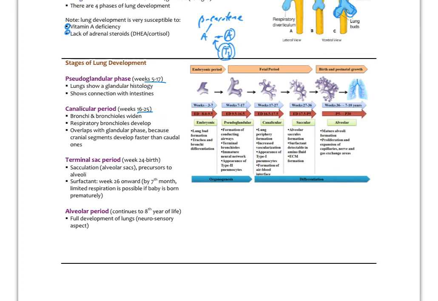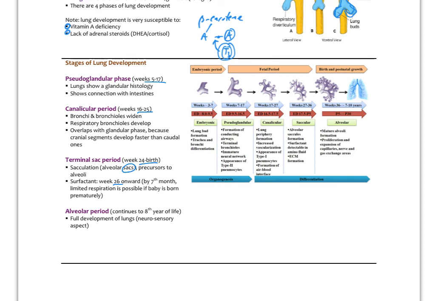There's kind of an overlap of the glandular phase as well at this stage, but that goes up to about week 25. Then there's a terminal sac period, which occurs from week 24 to birth, and that's where we form the alveolar sacs, and these are the precursors to the alveoli. Surfactant begins to be secreted around week 26 onward, and so by the 7th month, there's limited respiration possible if the baby is born prematurely. Before that, if a baby is born, they have to use positive pressure oxygen, and maybe a lot of glucocorticoids, the steroids, to accelerate lung development.